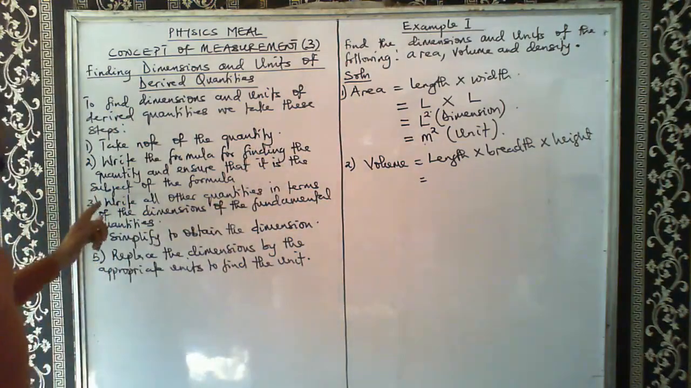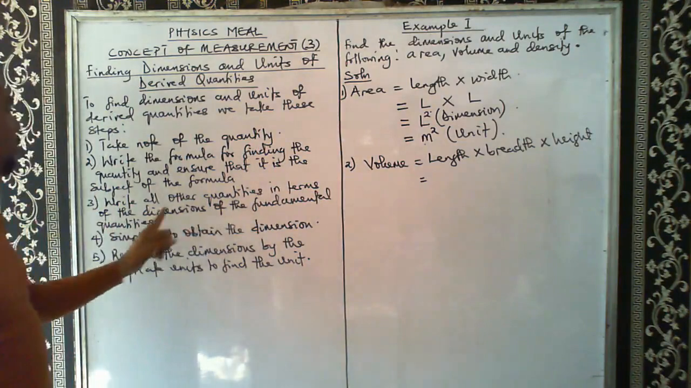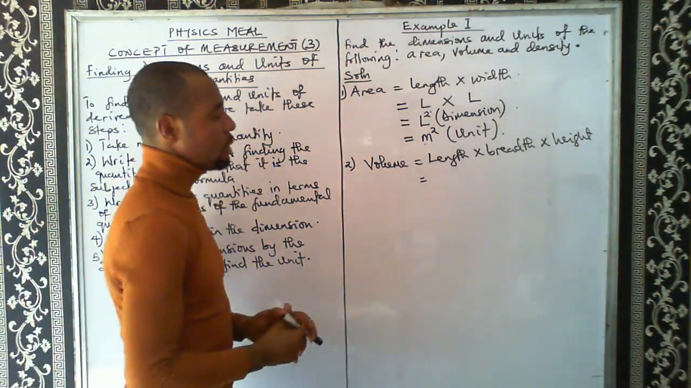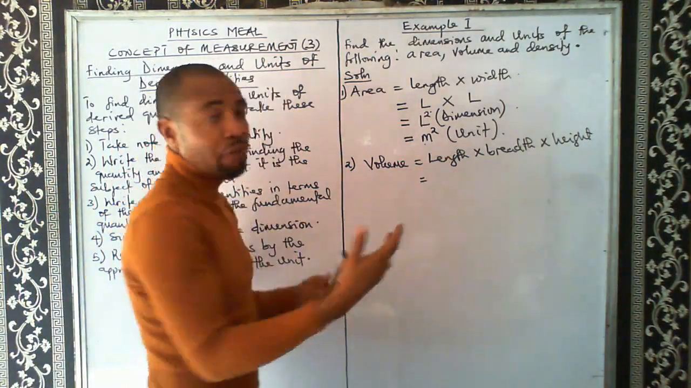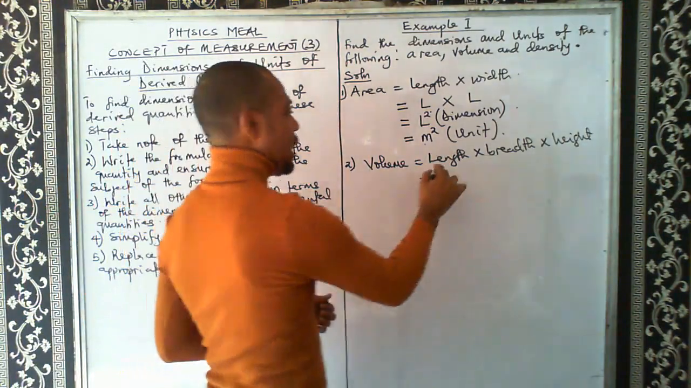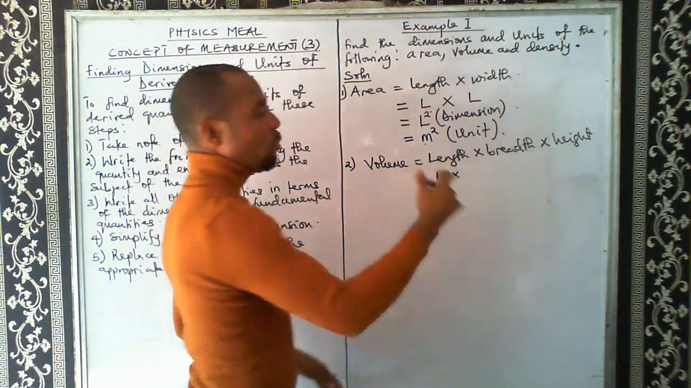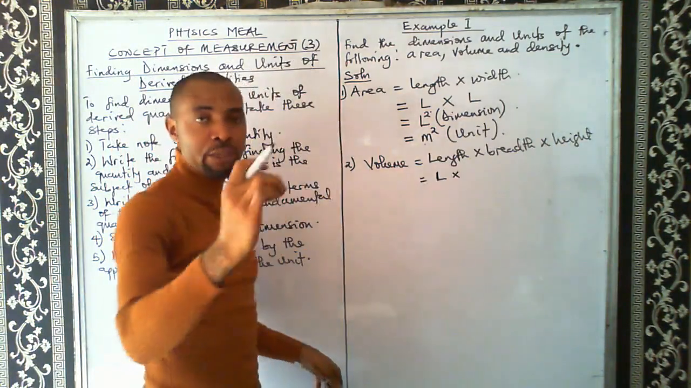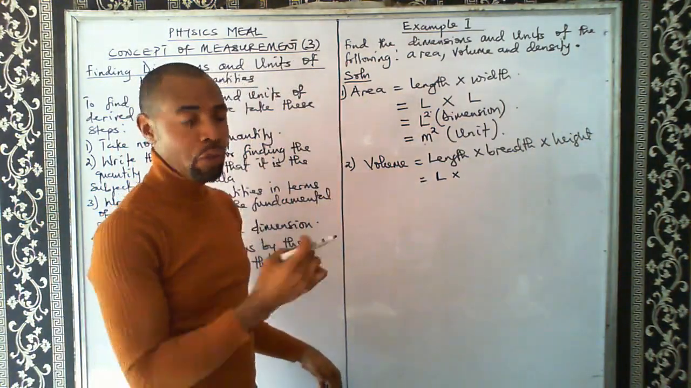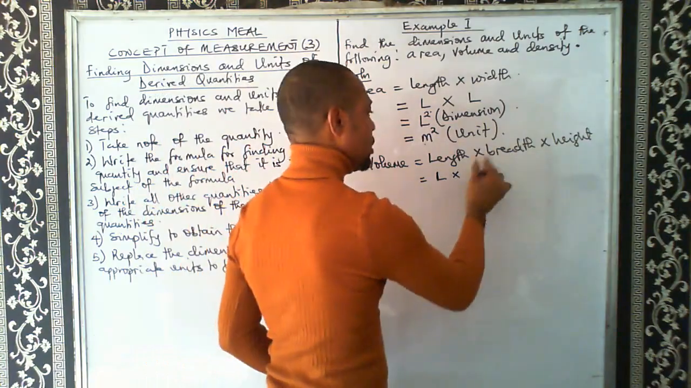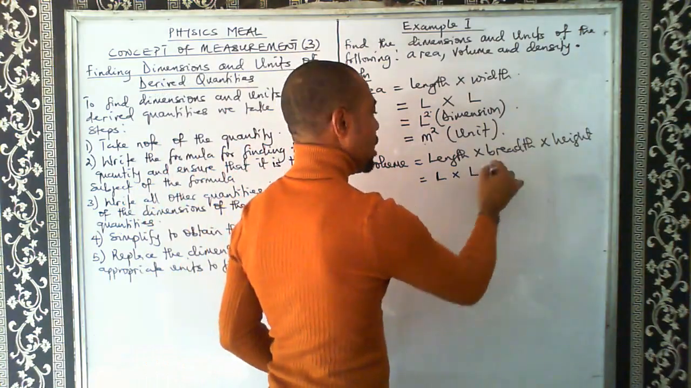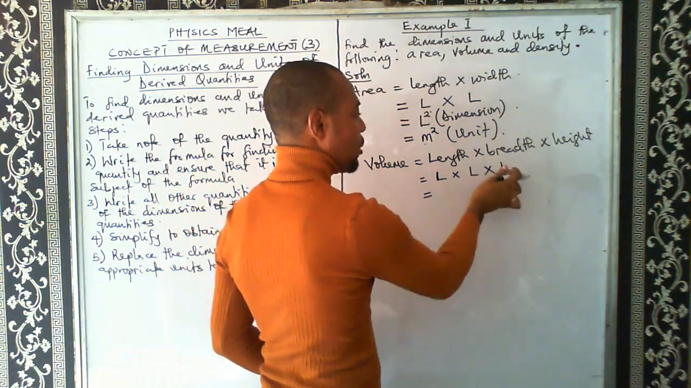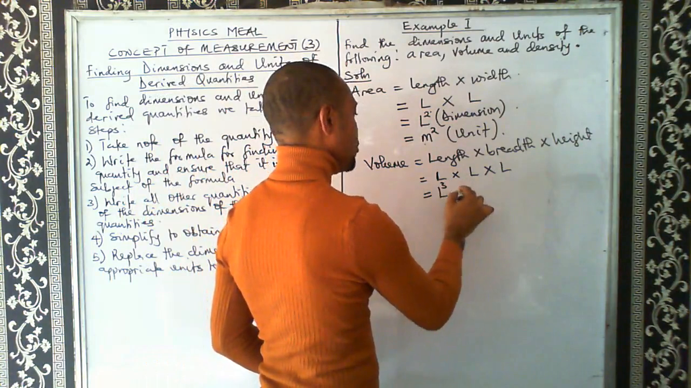So write all other quantities in terms of the dimensions of the fundamental quantities. Now the dimension of length is what? L. Now we have also established that breadth is length and height is also length. That's why it's important to watch the first video on dimension. So the dimension of breadth will be L and the dimension of height will also be L. And when L multiplies L multiplies L, we're going to have L raised to power 3.